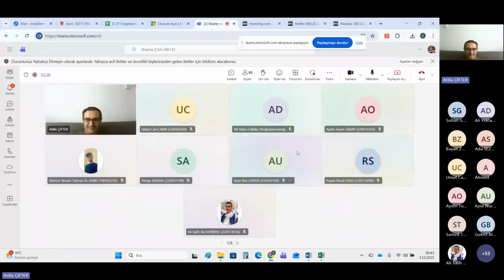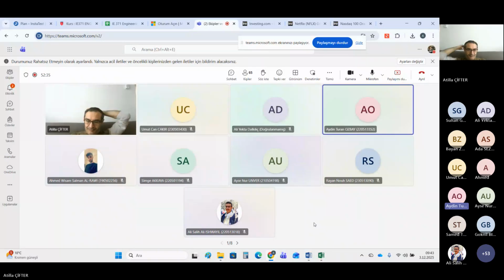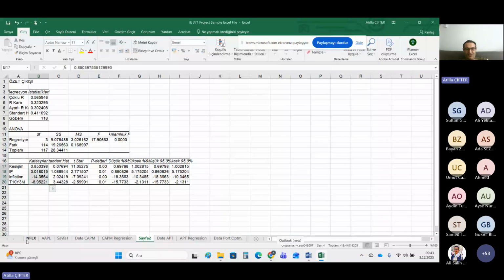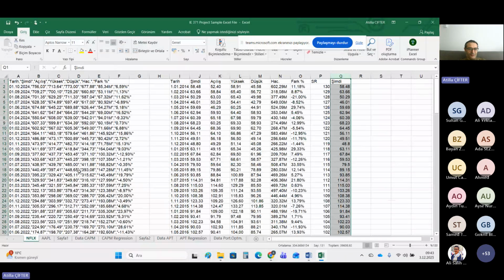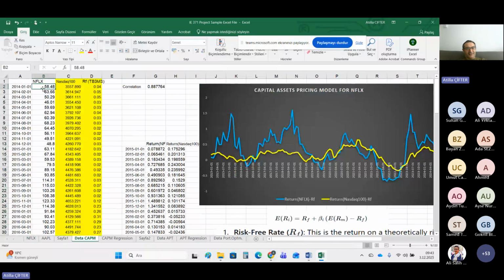So is it clear? Hocam, for each year in this 10 years period, should we calculate excess return for each month separately? It's like here. You will first download it, and then, for instance for CAPM, when you paste your own data, Excel will directly calculate excess return for each month. You can see every month it's calculated. So you only need to paste here.